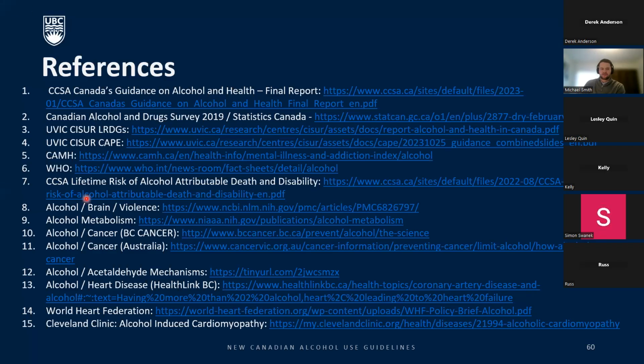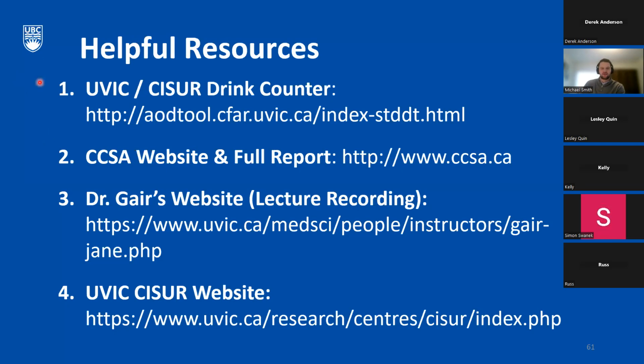Okay, these are my references. These are here for your reference when you get these slides. I've also included some more helpful resources that you can refer back to. The first one is the drink counter I mentioned at the start from UVic and the CISUR, if you're interested in counting your drinks a bit more accurately. The CCSA website has their full report available that you can check out.